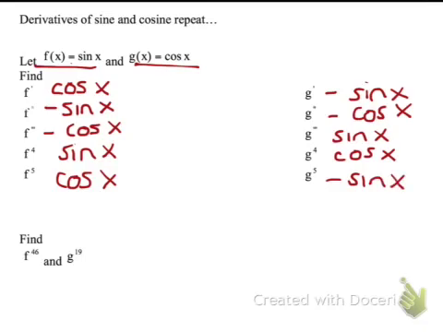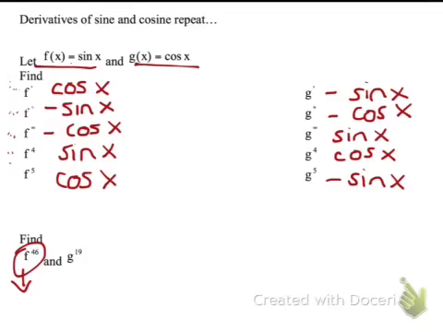So why would I ever care to know this? Well, if I asked what's the 46th derivative of sine, you would just have to figure out where 46 would fall. 1, 2, 3, 4, and then it just keeps repeating after that. The fifth derivative is the same as the first, and so on: 5, 6, 7, 8. So 46 would be the same thing as the second derivative.